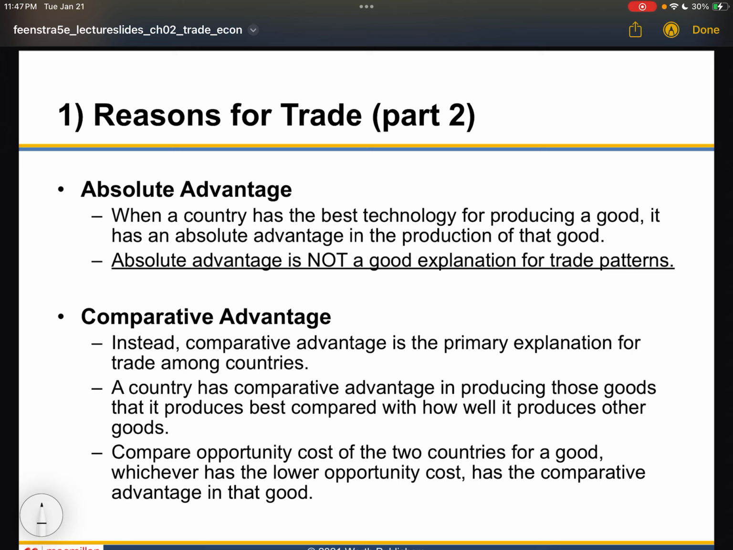Can we use absolute advantage as a good explanation for trade patterns? Absolutely not. We can't. So one country can have absolute advantage in producing all the goods, but when you calculate opportunity cost, you'll find out that one country cannot have comparative advantage in all the goods. Do you see that? Yeah.